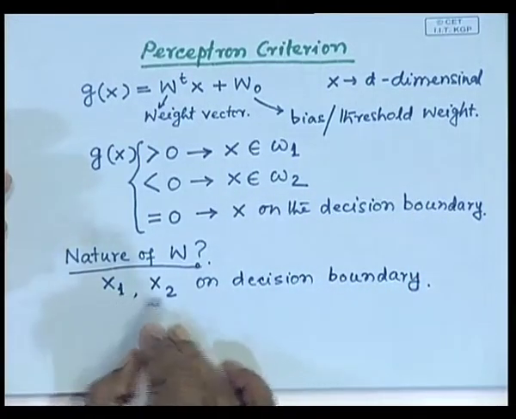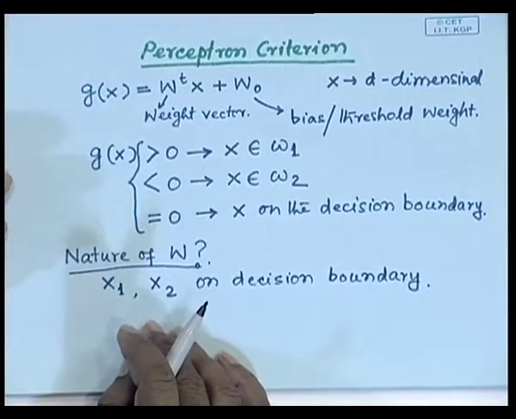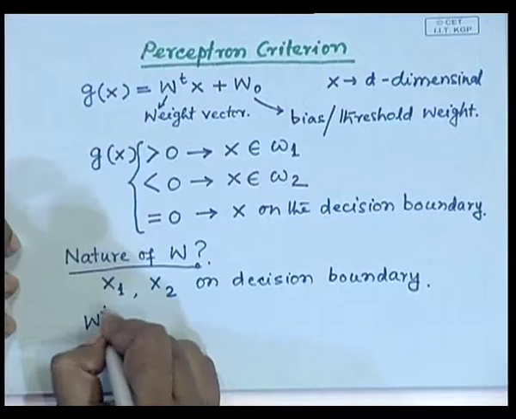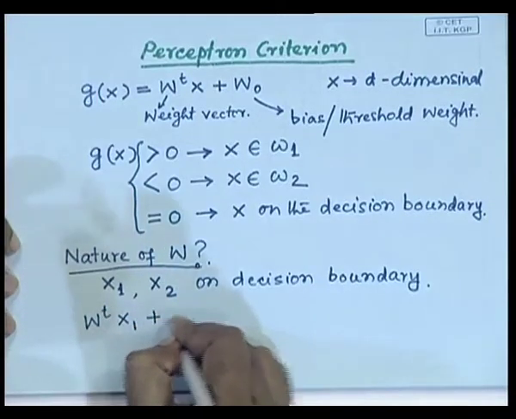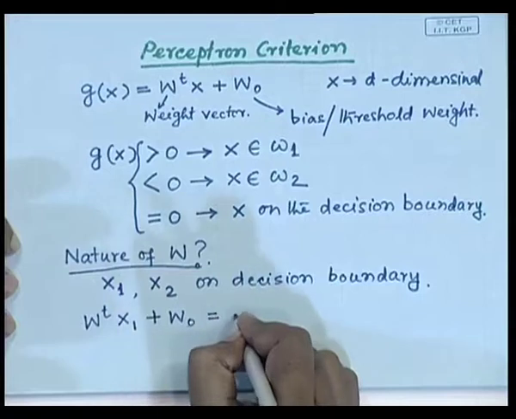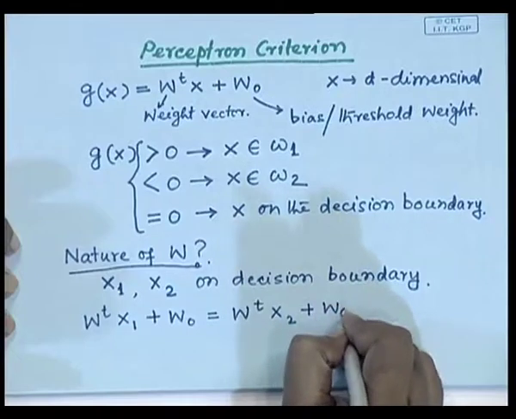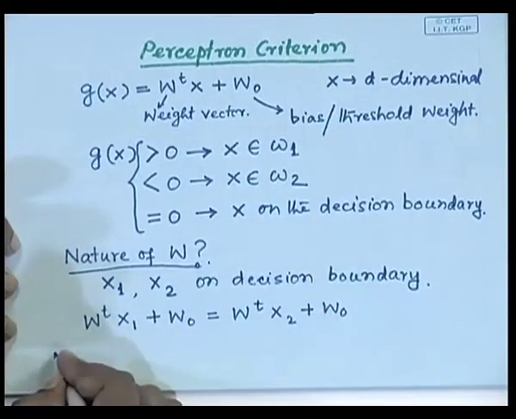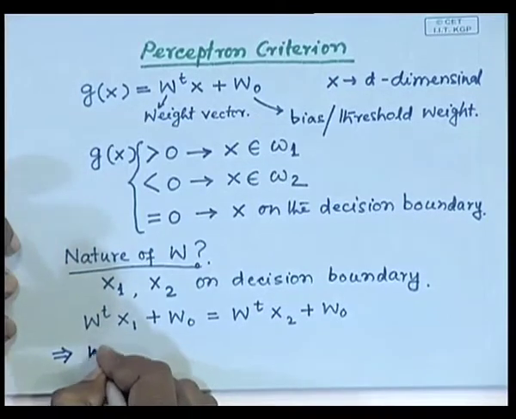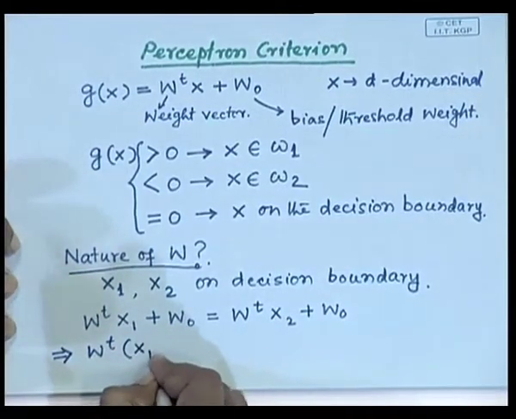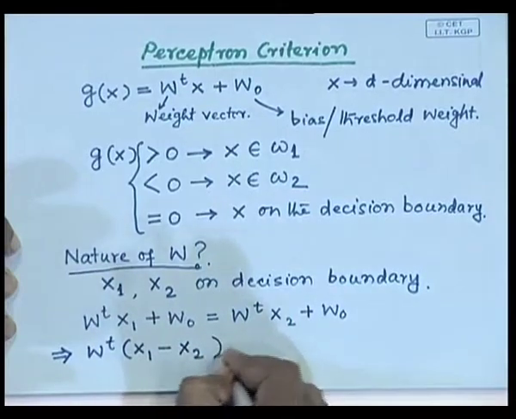Okay. Now, because x 1 and x 2 are on the decision boundary, w transpose x 1 plus w naught will be equal to w transpose x 2 plus w naught, and both of them equal to 0, because x 1 and x 2 are lying on the decision boundary. So, we can simply write that w transpose x 1 plus w naught is equal to w transpose x 2 plus w naught. Okay. So, from this you find that w transpose (x 1 minus x 2) is equal to 0.